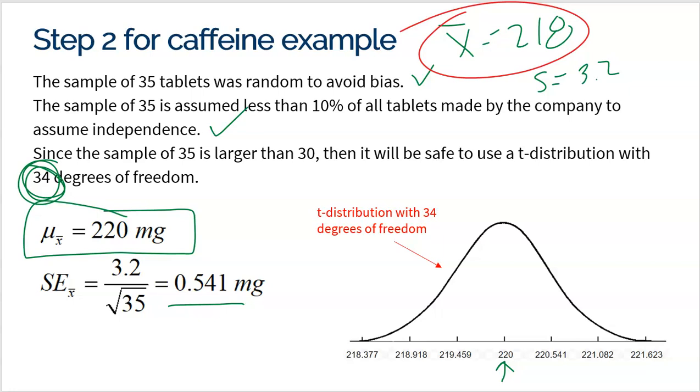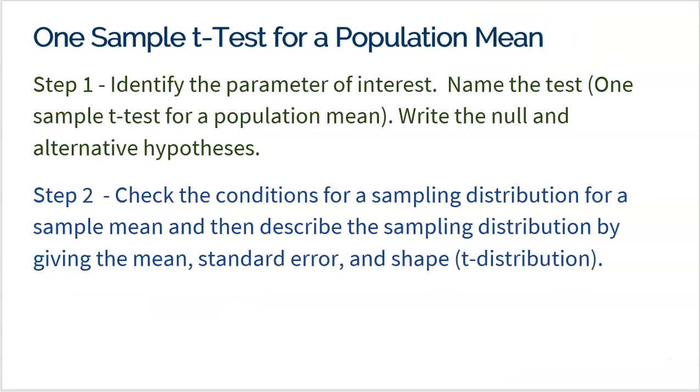Remember, this video is just about getting everything set up with step 1 and step 2. So let's do a quick review of step 1 and step 2, because this is actually pretty simple. I want this to be easy for you. So step 1, identify the parameter of interest and name the test. It's a one-sample t-test for a population mean. And then you could continue that in one sentence. Hey, this is a one-sample t-test for the population mean, and then give the context after that.